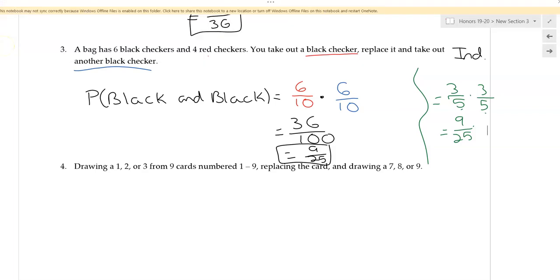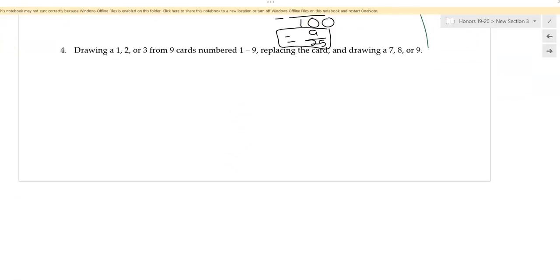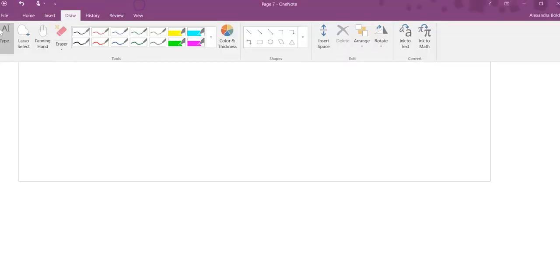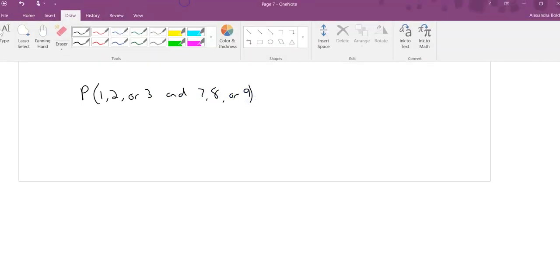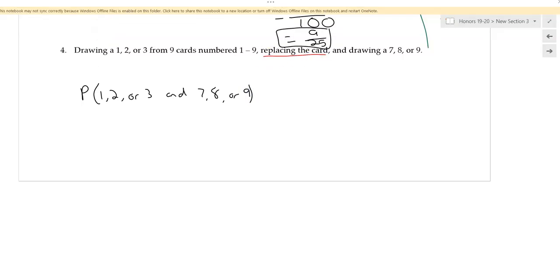All right, looking at our next one. Drawing a 1, 2, or 3 from 9 cards numbered 1 through 9, replacing the card and drawing a 7, 8, or 9. And this is another one where I'm replacing the card. So my number hasn't changed, right? So this is independent.